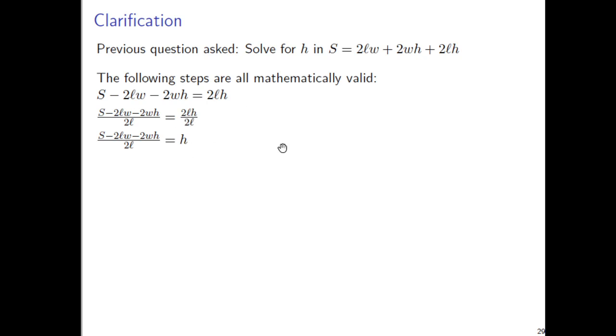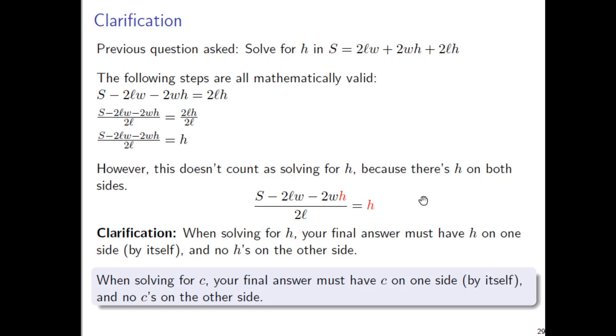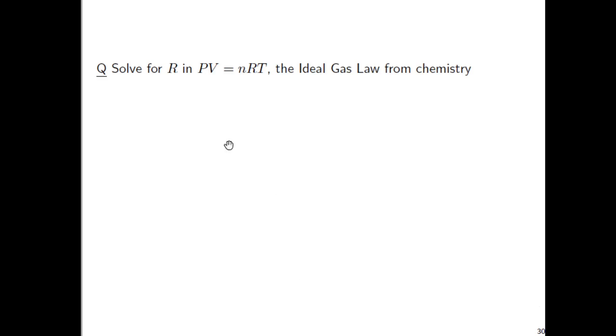So some people might say, oh, look, I've solved for h, but this doesn't count as solving for h because there's still an h on the other side, right? There's an h still here. I just copied this work and highlighted where the h's are. So that doesn't count. So to really clarify, what does it mean to solve for h? You will have to ensure that your final answer has h on one side by itself and no h's on the other side. Just to say this with a different variable, when solving for c, your final answer should have a c on one side by itself and no c's on the other side.